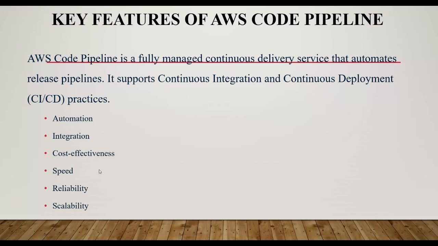Automation helps to automate the changes in the process, and cost effectiveness means it charges only pay per use, and then speed and integration. In the integration, it's integrated with other AWS services such as CodeBuild and CodeDeploy. So then let's move to the next slide.